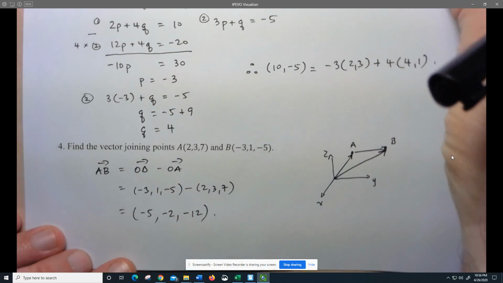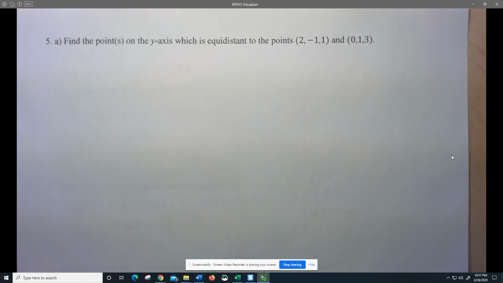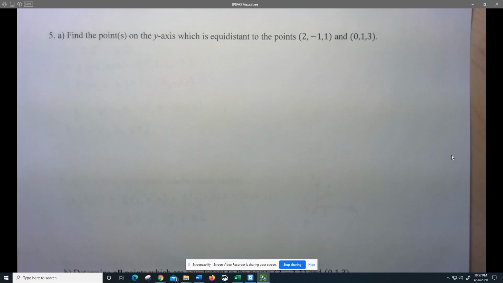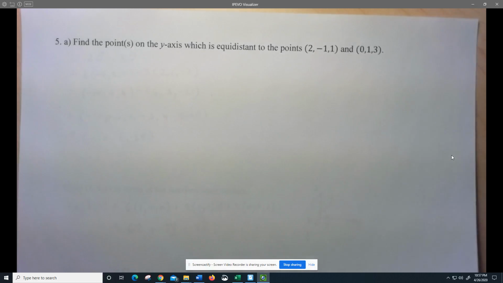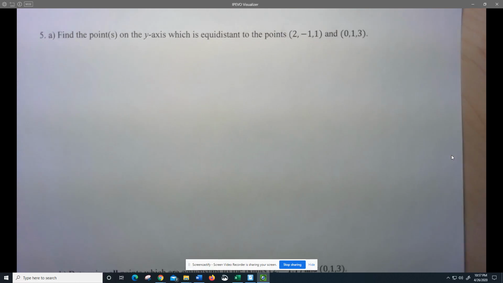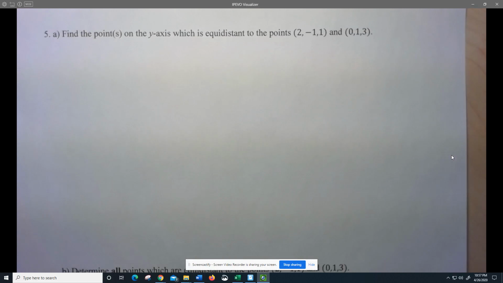All right, so these were all relatively straightforward. Number 3 required a little bit of work, but nothing too complex. Let's take a look here at number 5, A and B. This is a little more interesting question here. But we're just going to use all the tools that we have.